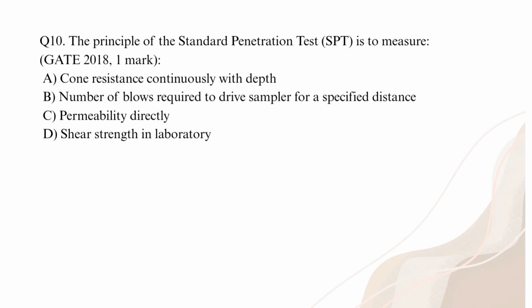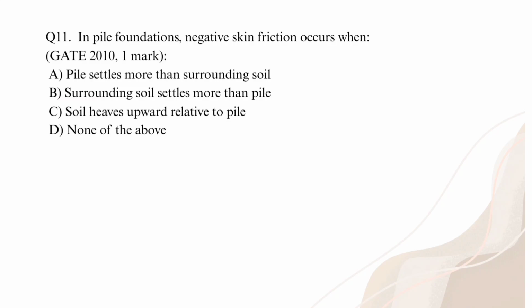The principle of a standard penetration test, SPT, is to measure, and options are option A cone resistance continuously with depth, option B number of blows required to drive sample for the specified distance, option C permeability directly, option D shear strength in the laboratory. And the correct answer is option B, that is number of blows required to drive sample for the specified distance. The next question, question number 11.